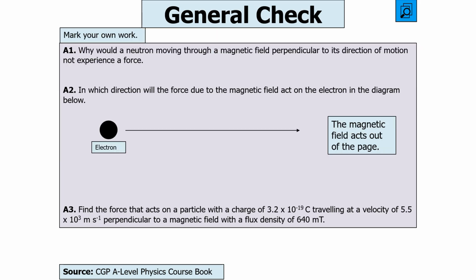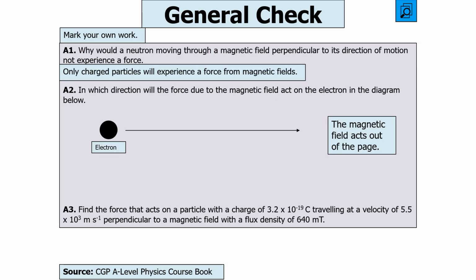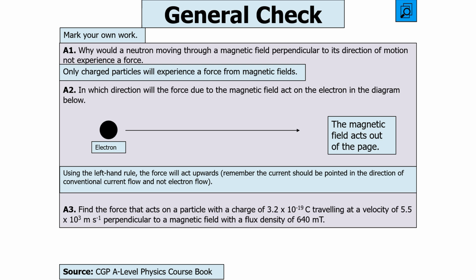Right, in this first one, the answer is only charged particles will experience a force from magnetic fields. Second question, you would use your left-hand rule. Now remember, the current is pointed in the direction of current flow, which is the opposite direction to the electron motion. You can then have your magnetic field pointing out of the page, so therefore the force, which is the thumb, will be acting upwards.